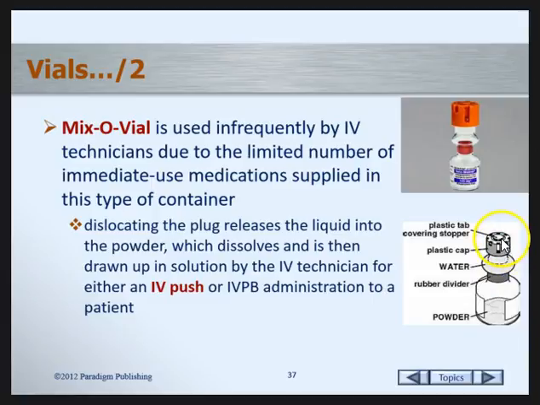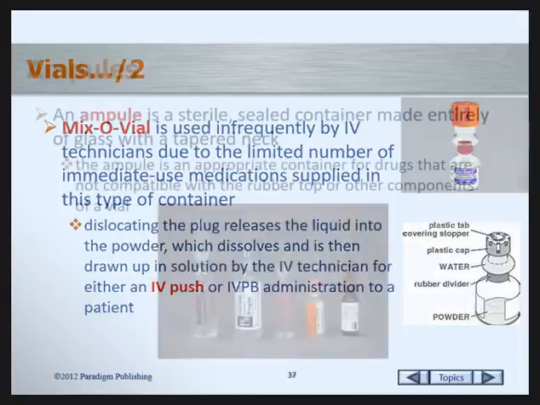So there's the picture of the little tab on top, the plastic cap, the diluent contained in the top portion, the rubber divider, and in the bottom is powder. Dislocating the plug releases the liquid into the powder, which is then dissolved and can be drawn up into the solution by the IV technician for either an IV push or a piggyback administration.